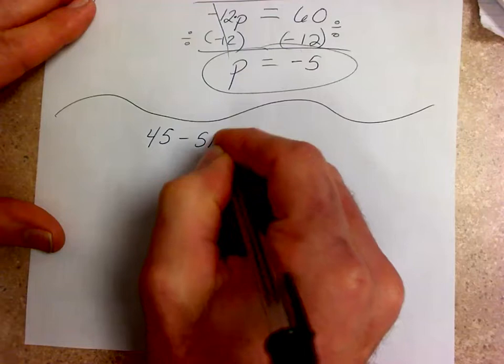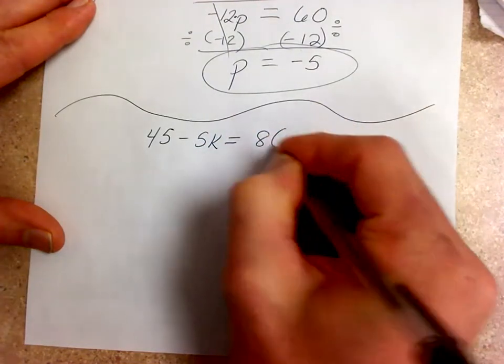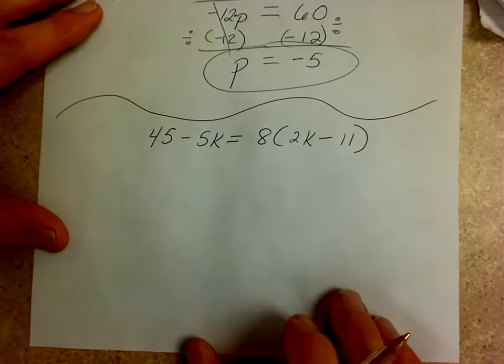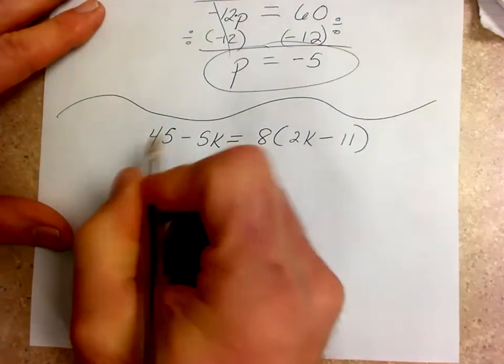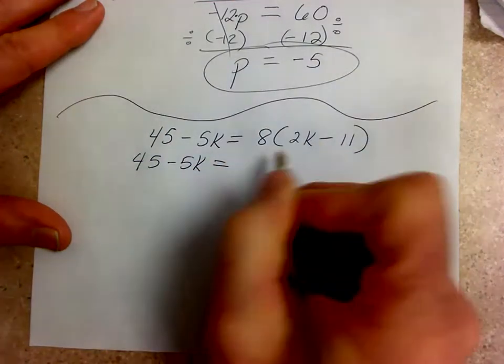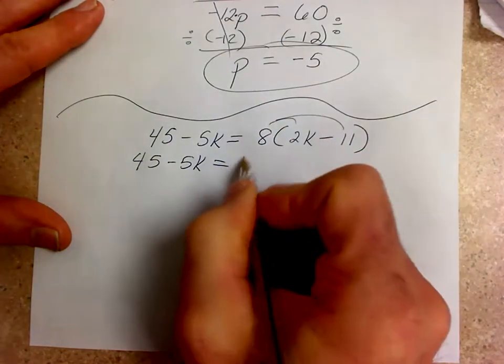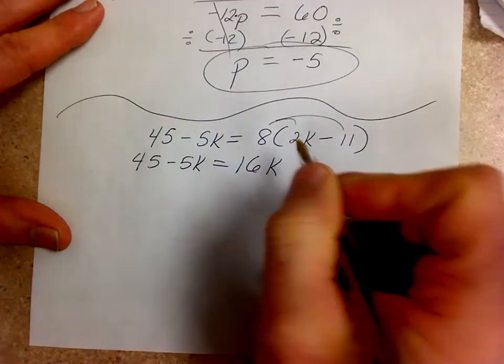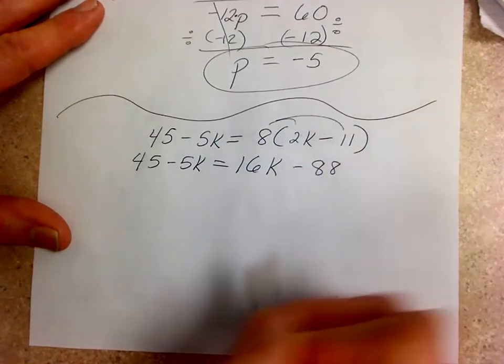45 minus 5k equals 8 times (2k minus 11). Again, always be prepared for the distributive property. Start with your parentheses here and get this cleaned up. 8 times 2k is 16k. 8 times 11 is 88.